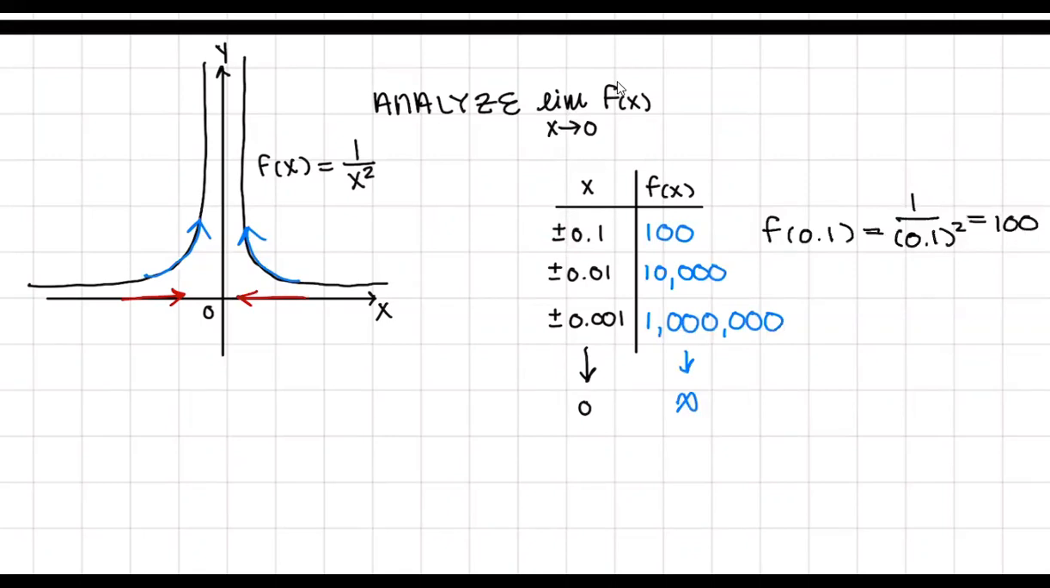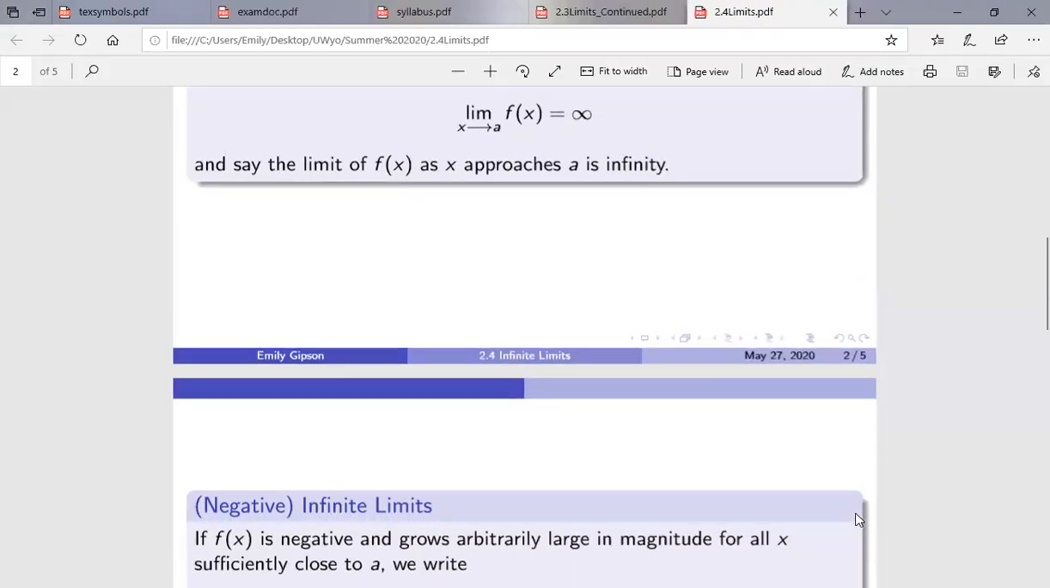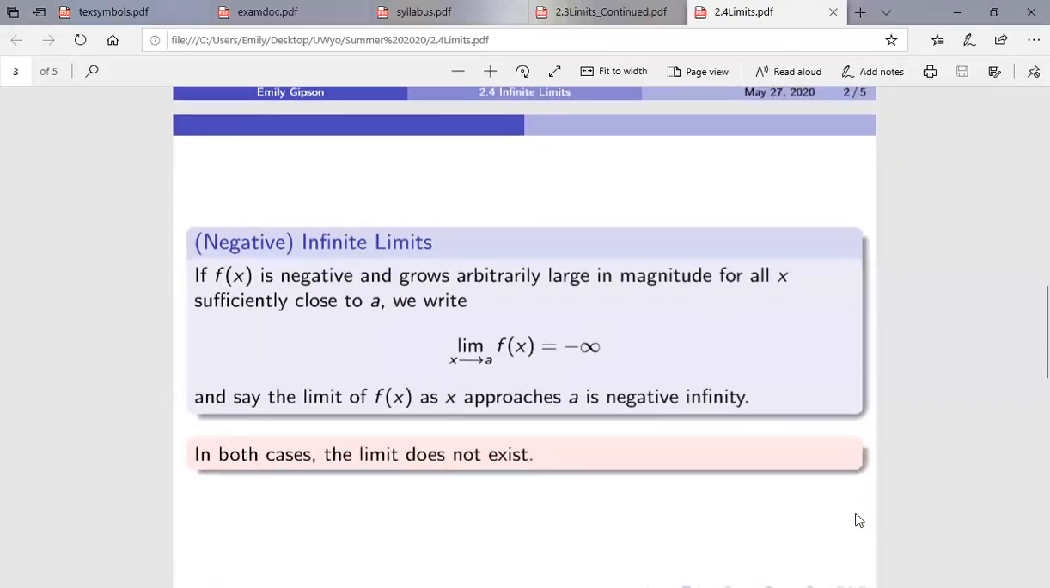negative infinity. Just like we can have positive numbers, we can also have negative numbers. So if there's a positive infinity, there ought to be a negative infinity. Let's start with the definition. If f of x is negative and grows arbitrarily large in magnitude, that means it gets closer and closer to negative infinity, for all x sufficiently close to A, we write the following, and we say that the limit of f of x as x approaches A is negative infinity. Let's see what that looks like.